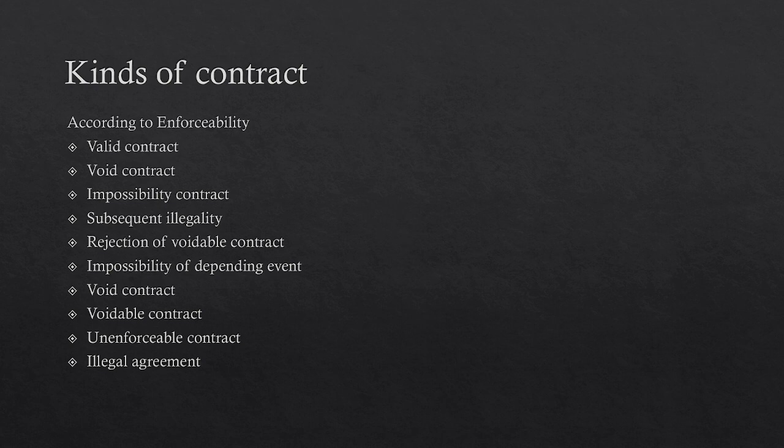Illegal agreement. An agreement is illegal if it is forbidden by any law. The object of an illegal agreement is unlawful. It is void and unlawful. It cannot be enforced by the court. The parties to an illegal agreement are not responsible to perform their promises. There is punishment for the parties who make such an agreement.